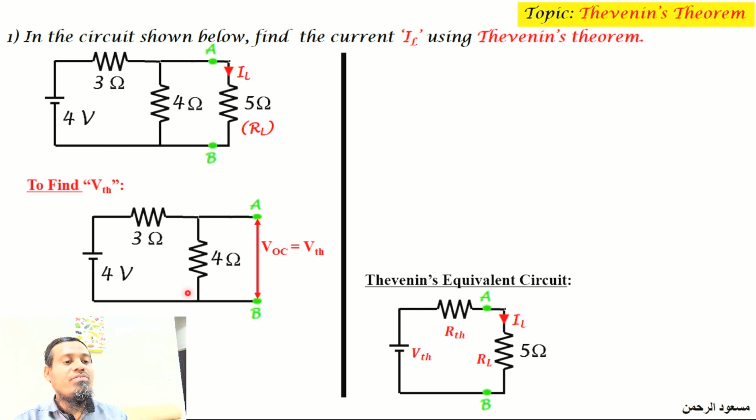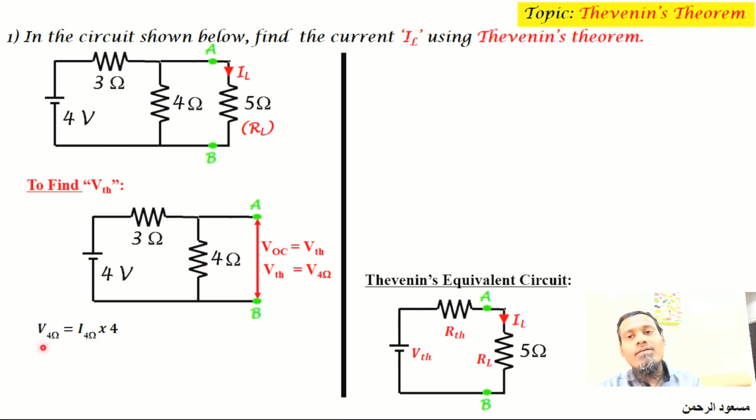The voltage between the points A and B will be equal to the voltage across the 4 ohm resistance. Now to find the VTH, you need to find V4 ohm. So by applying Ohm's law, V is equal to I into R. So V4 ohm is equal to I4 ohm multiply R, which is 4. So now we need to find the current through the 4 ohm resistance, which is this one.